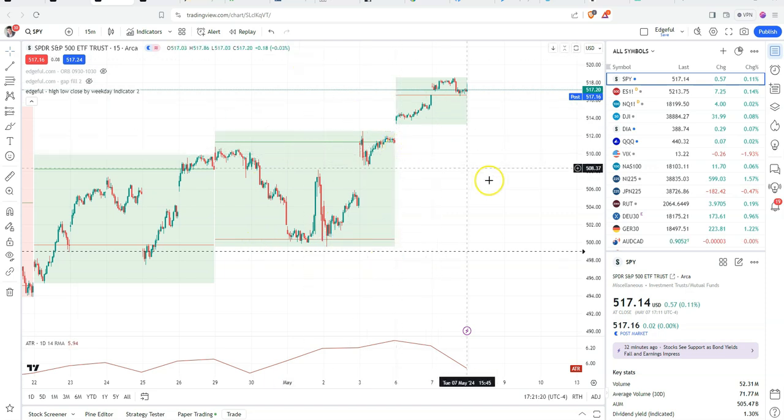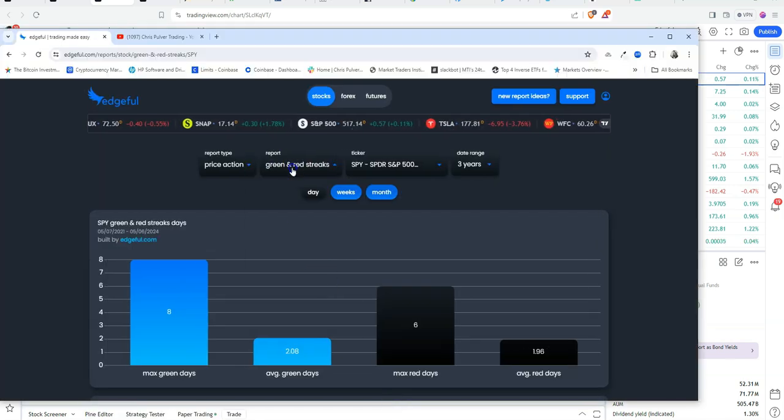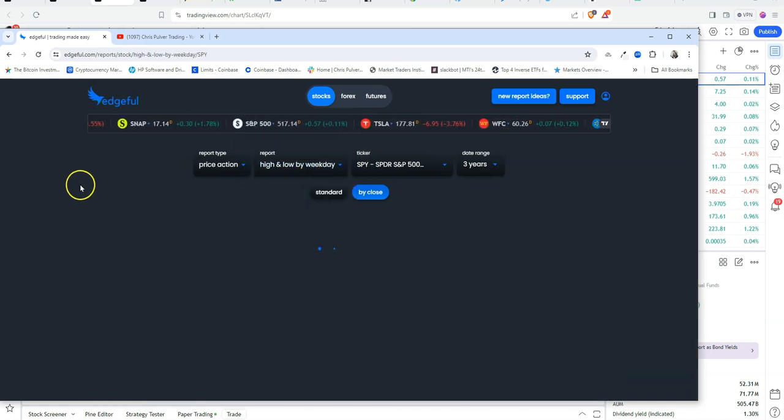So what this shows, and this coincides with the high and low close by weekday report on Edgeful, is it gives you an understanding of where we are relative to last week, or even the previous week's range, which is another great one too.